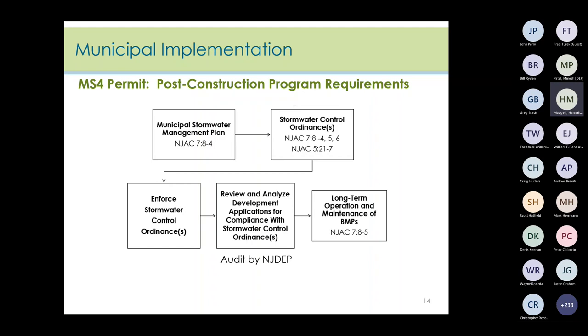At the bottom of the slide, you'll see it says audit by NJDEP. In 2016, the MS4 permitting program began performing compliance assistance audits of municipalities to determine how well they were demonstrating compliance with their permit and where they needed help, whether it's with language in the SCO, following the SCO, or any other permit requirements. And based on our findings, many municipalities could benefit from this process.